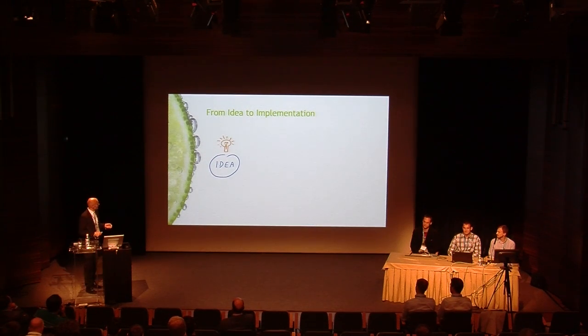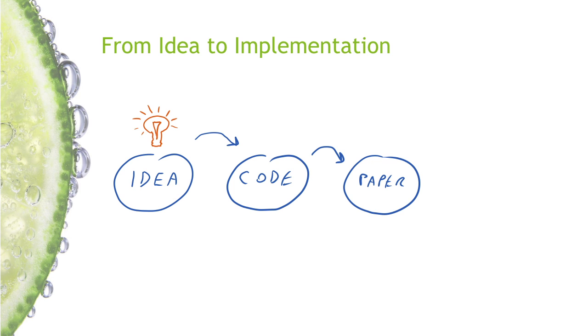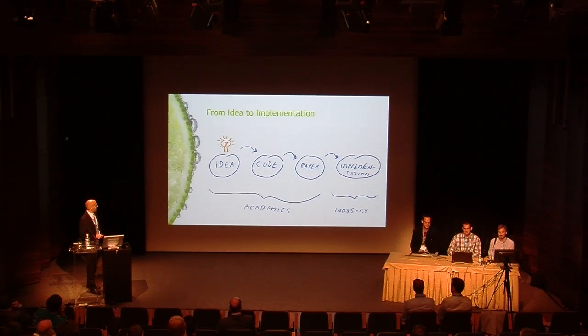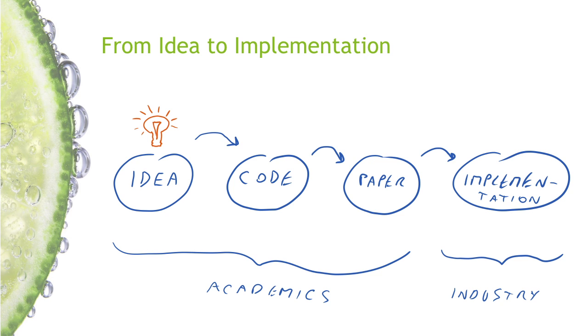And that requires usually a lot of coding. And at the end, when you're happy with your research, you write a paper. Then this paper, the final stage of your idea, is actually the industrial implementation. But let me give you a few more details about from idea to implementation. Usually from the idea to paper, it is done at the universities, but the final implementation is usually in industry.